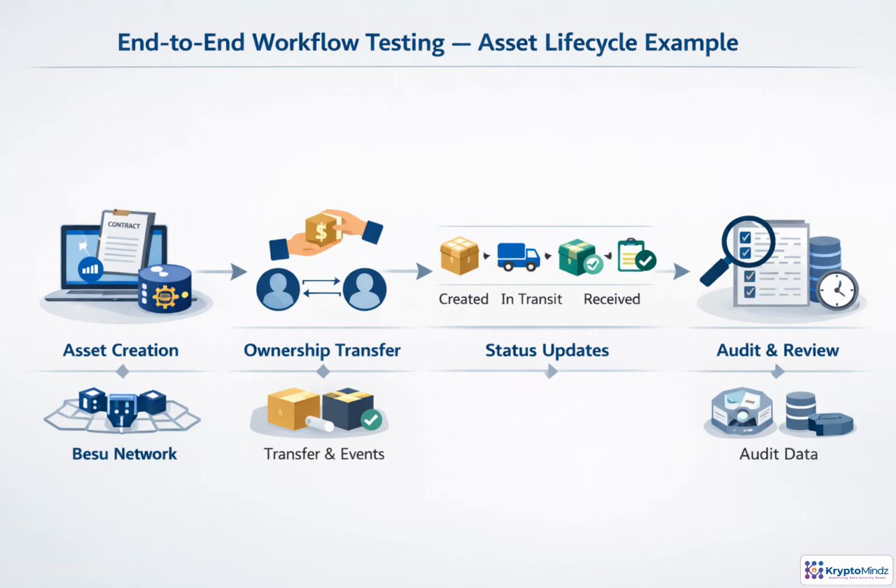End-to-end testing should follow a real business story, not just isolated contract calls. Create an asset and confirm the data is written correctly to Besu. Transfer ownership and verify both the new owner state and the emitted events. Move the asset through statuses such as created, in transit, and received. Then test audit review by rebuilding the history from events, receipts, and metadata. This exposes gaps across the application, node, indexer, and reporting.